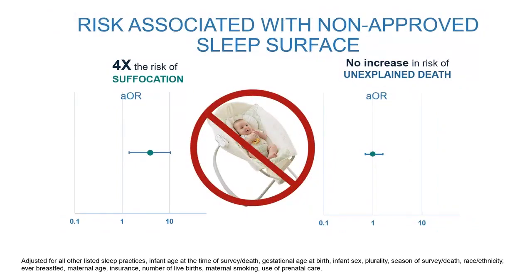Infant sleep location on a non-approved surface, something other than a crib or bassinet, was associated with 4 times the risk of suffocation, but no increased risk of unexplained death. Again, note the confidence interval for risk of unexplained death crossed 1, so this wasn't statistically different.